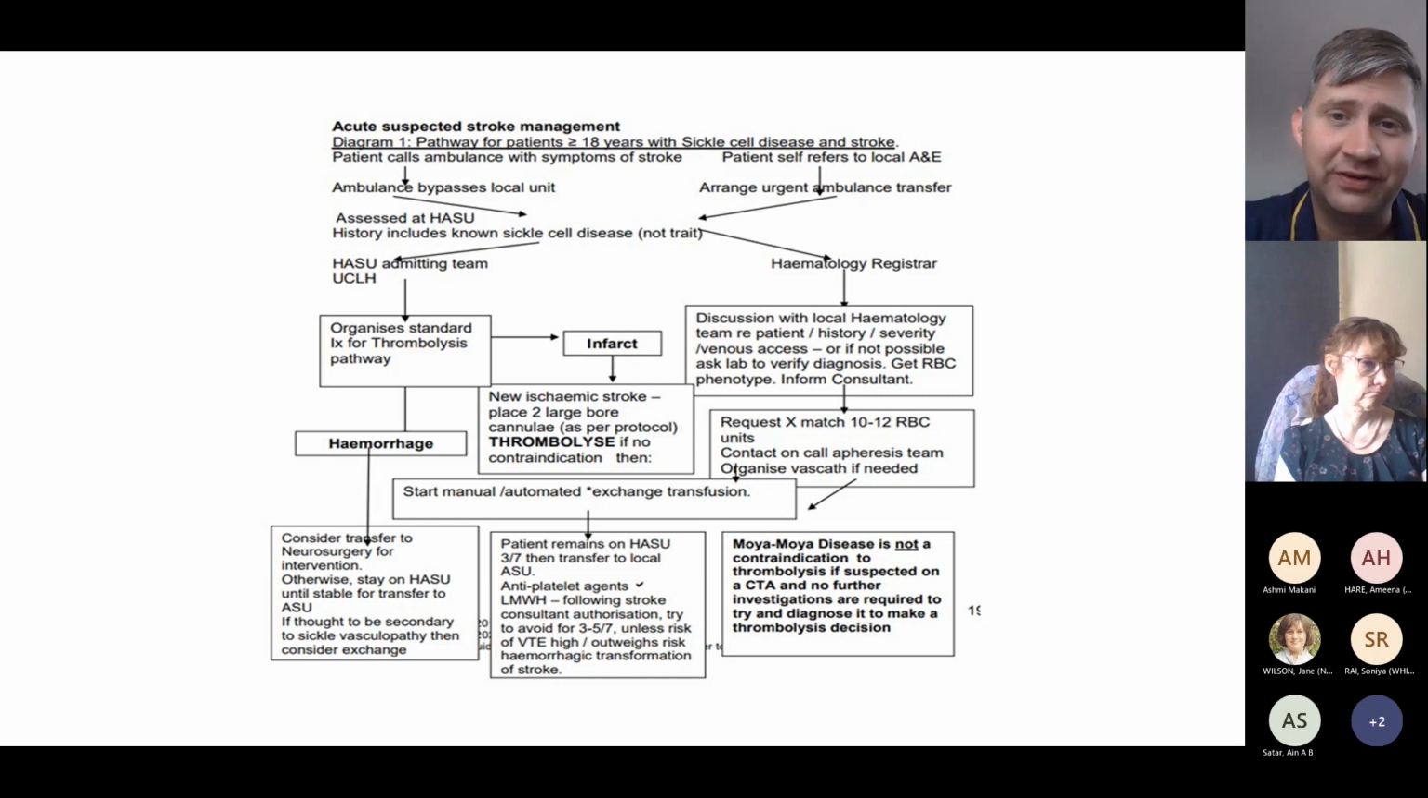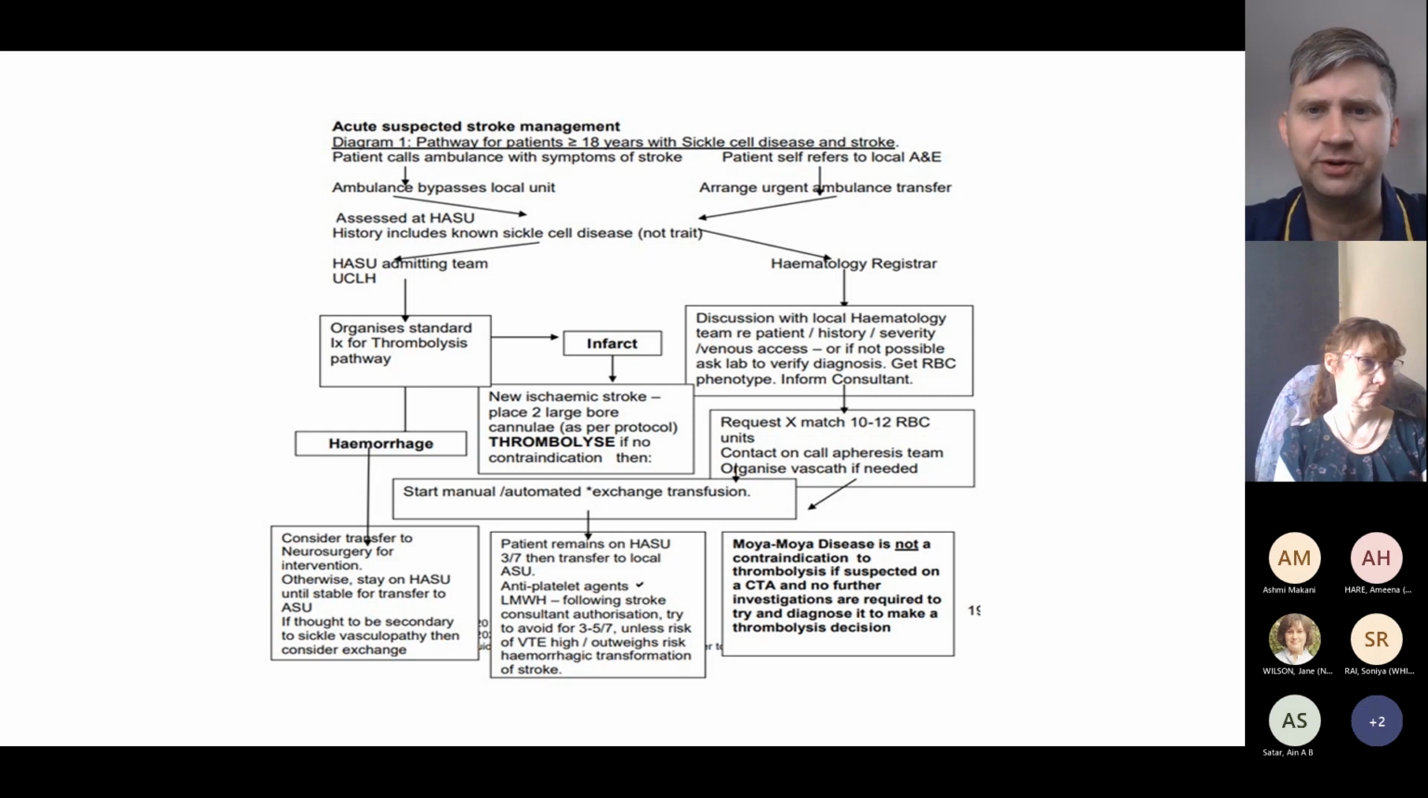Depending on who's reviewing, we'll try to do a red cell exchange from our side. The stroke team will start to advise on the thrombolysis pathway. The patient might need to be transferred out if they've bled. For example, at UCLH, we can transfer out to the National Hospital for Neurology, which is part of UCLH anyway, but that's where the neurosurgeons live.